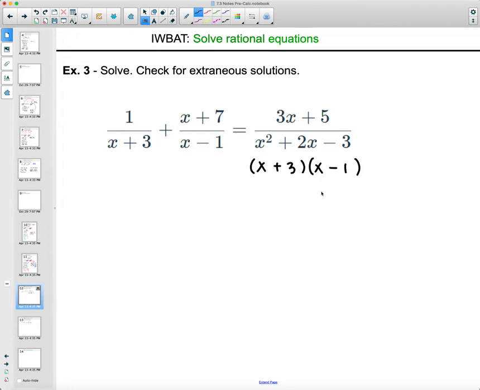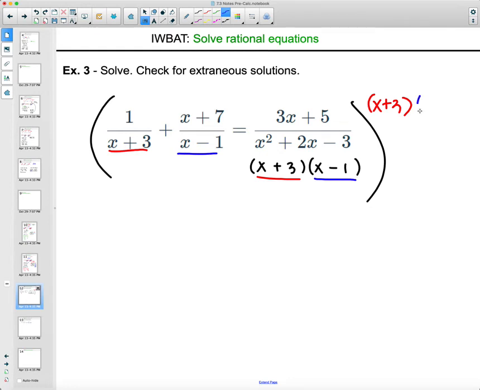So then we can see what factors we have represented here. So I see the x plus 3. So I'll multiply by x plus 3. And then we also have an x minus 1. So I'll multiply by x minus 1. And that should take care of everything. So we'll go ahead and multiply this in.